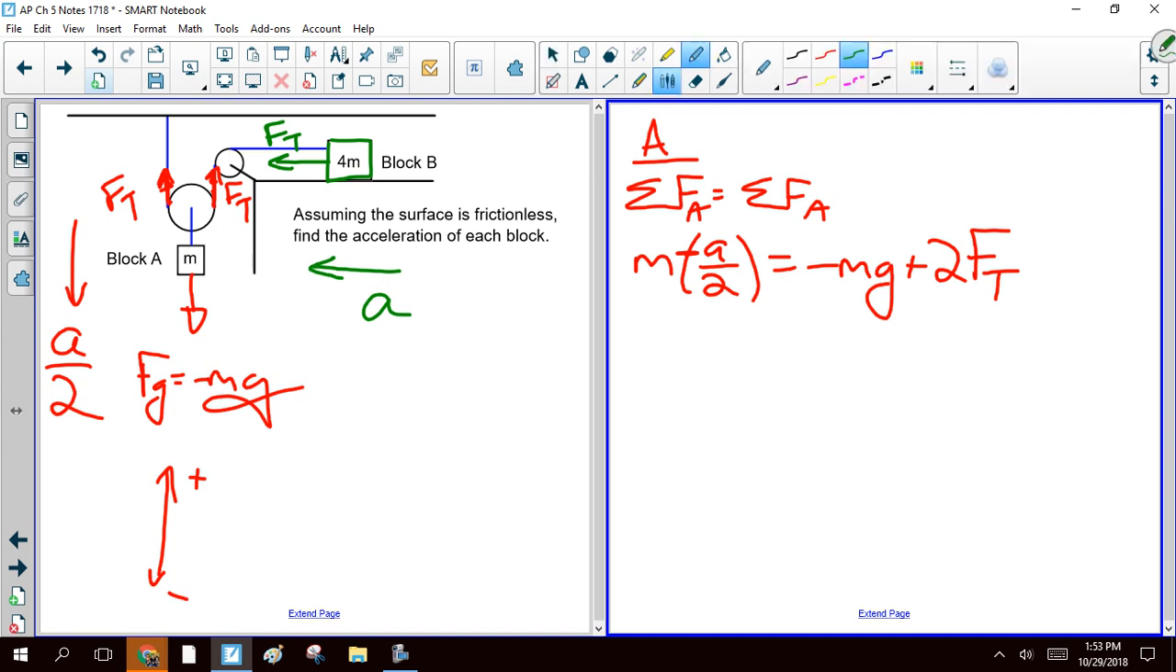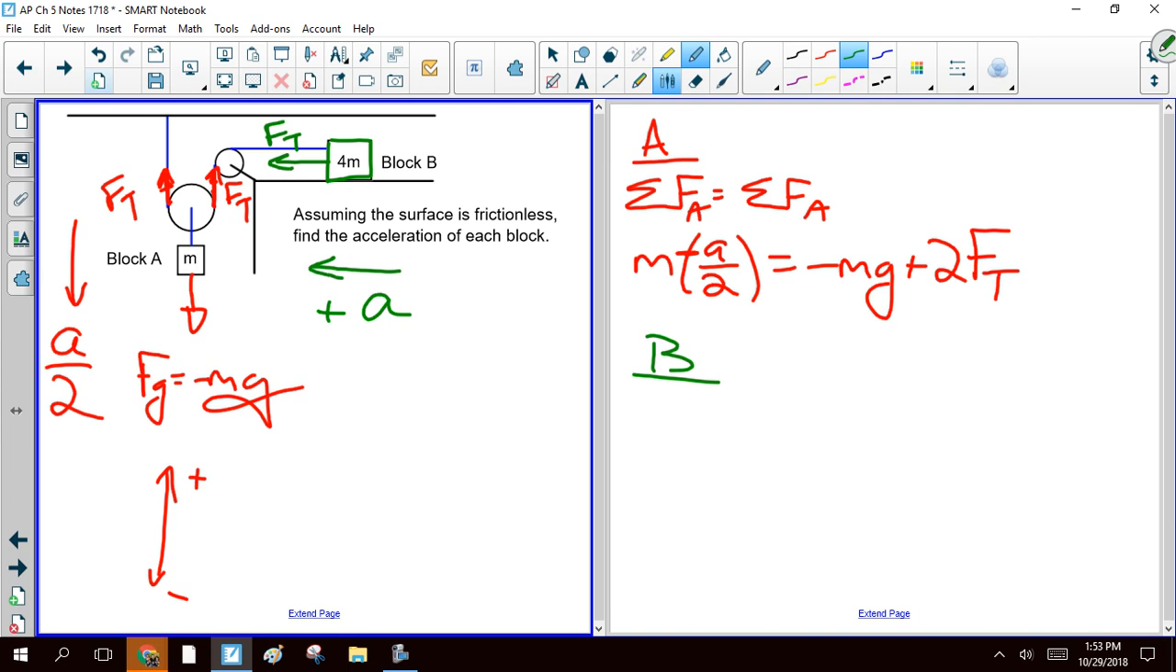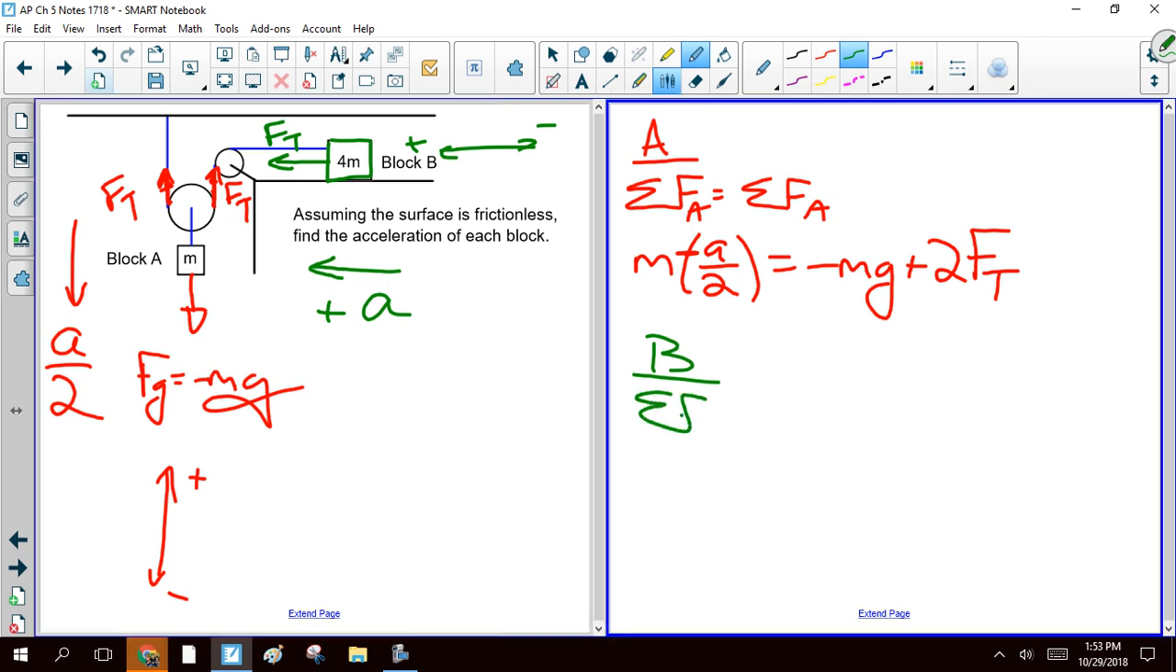All right, so now let's look at block B. For block B, I guess everything is that way, so let's call this way positive, okay? Which is a little backwards from the way we usually do it, but since all of my forces and acceleration are that way, then I think we're good. All right, so if I do the net force on B is equal to the net force on B, then what we get is mass times acceleration. So our mass is 4m times our acceleration, which is positive A, equals my tension force, right?